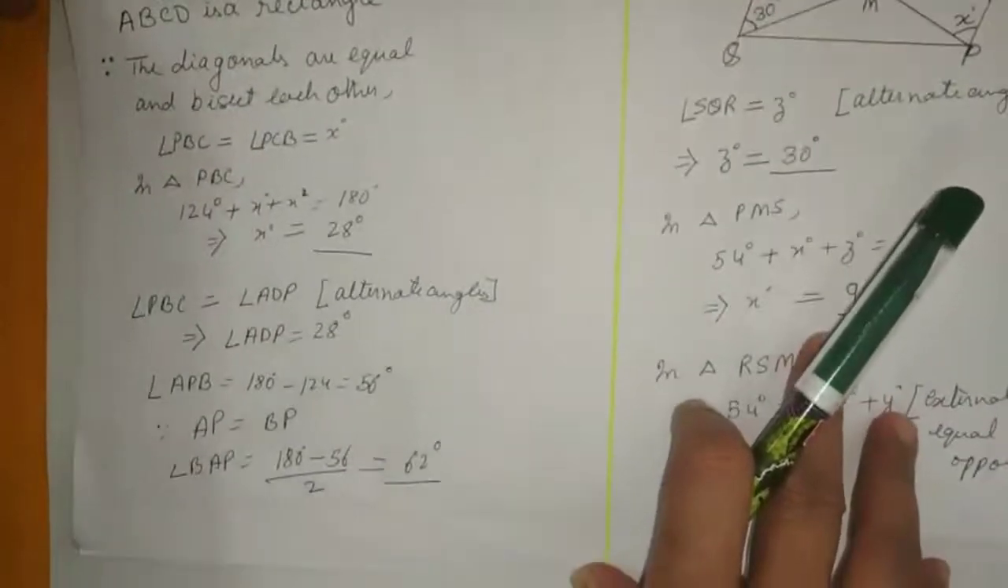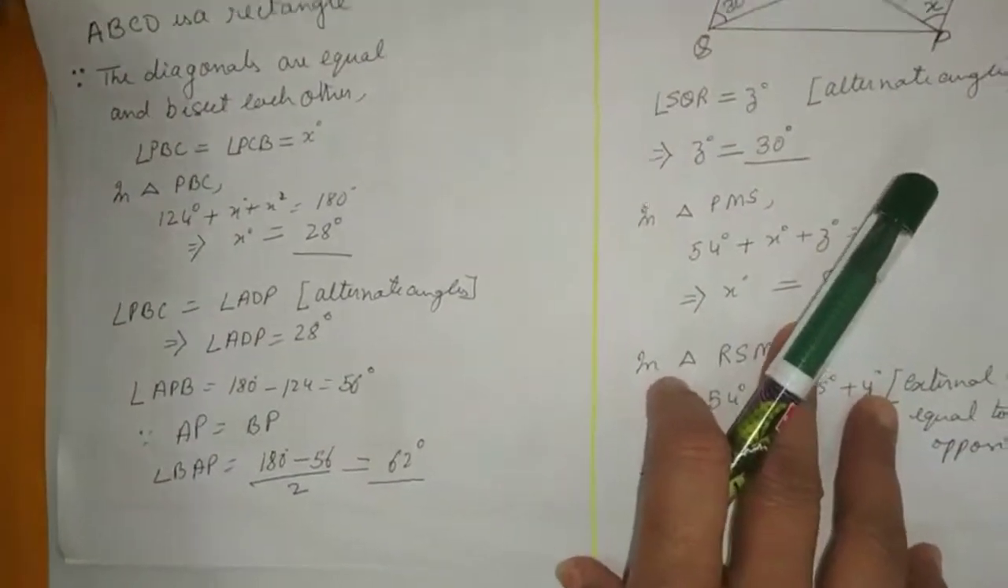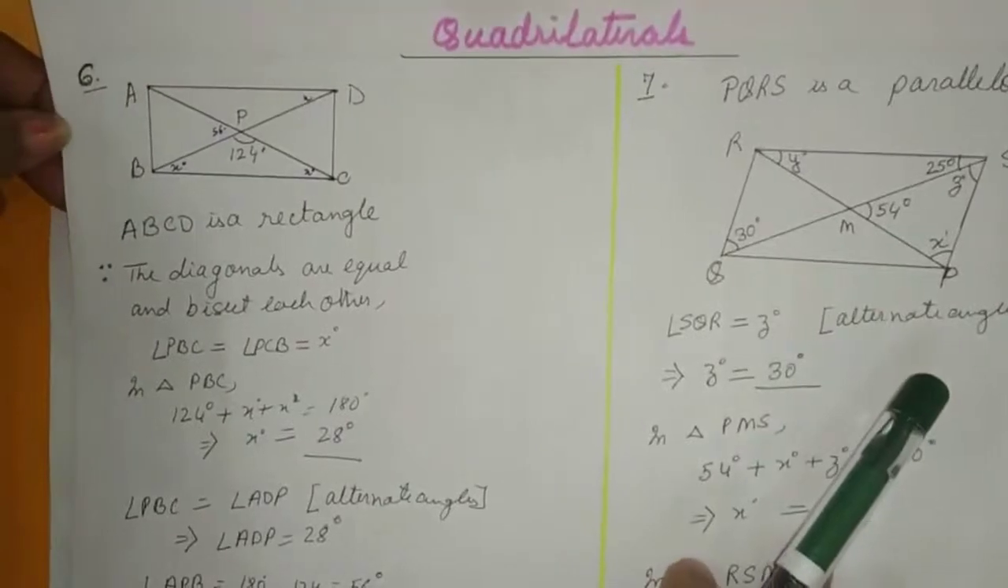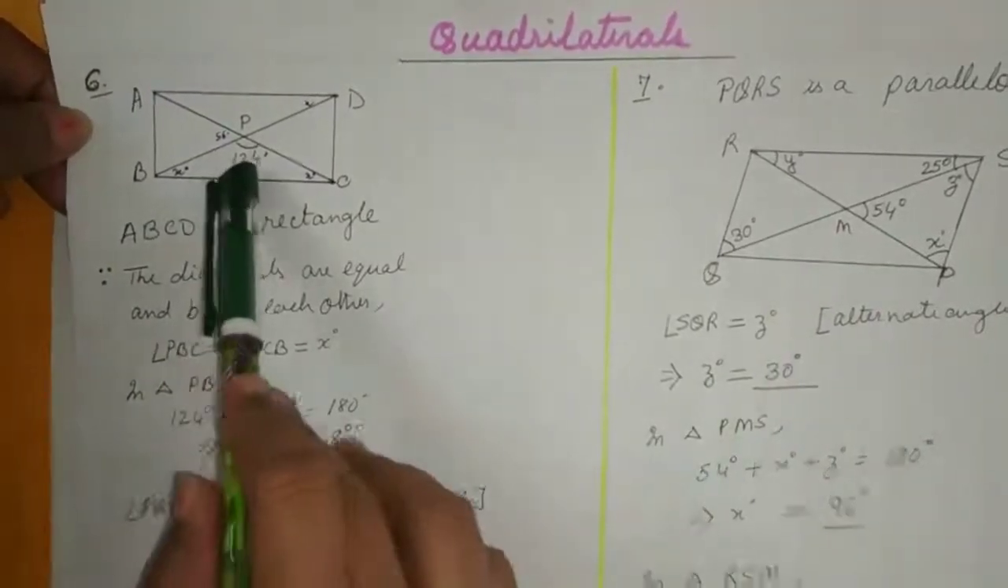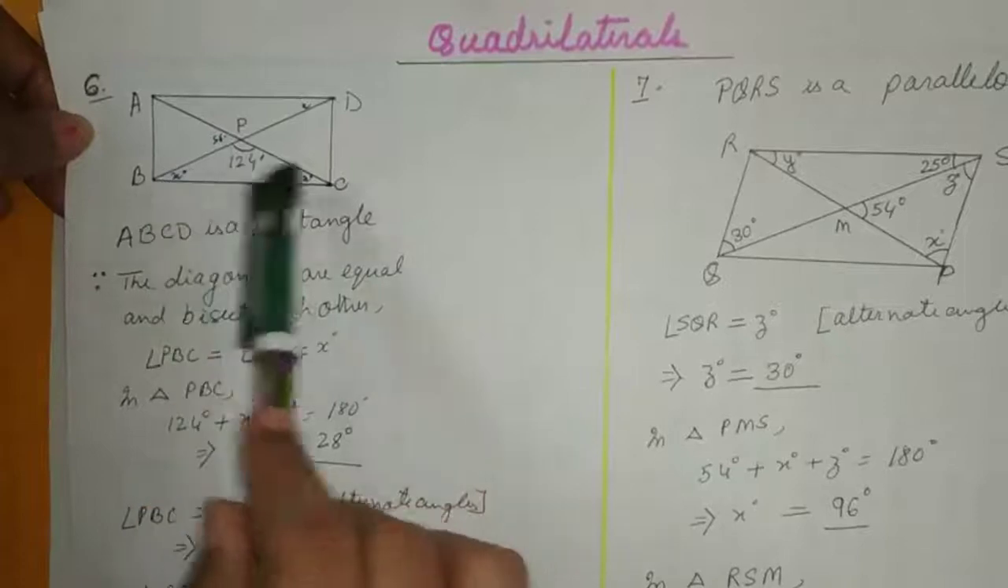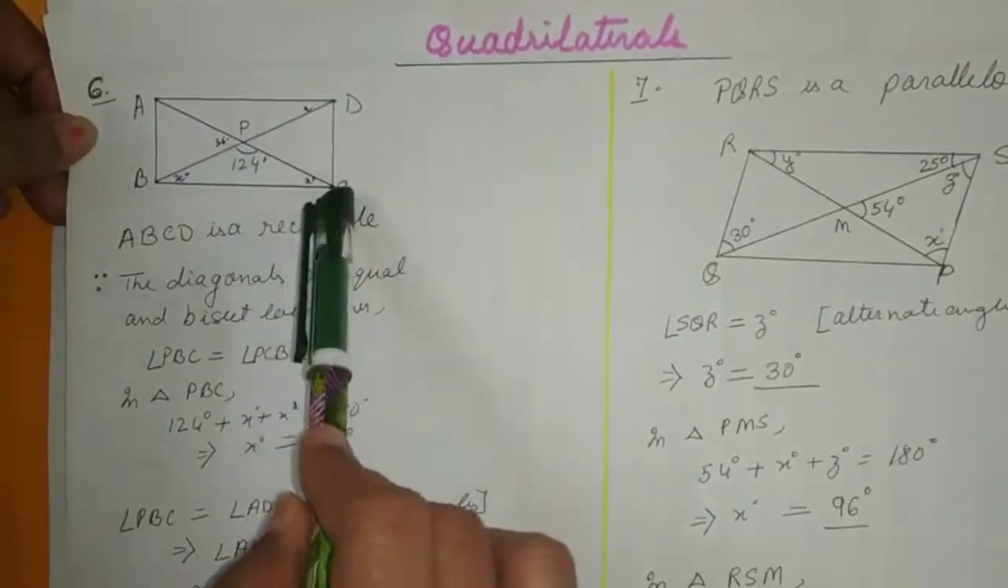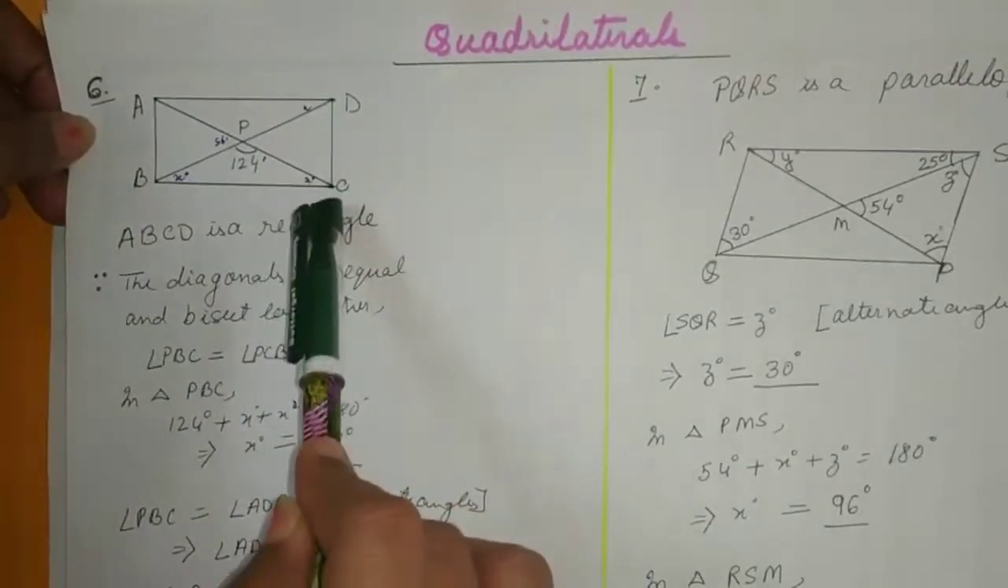So these are the working. I would say 124 degree. These two are same. Why? Because diagonals bisect each other and diagonals are equal in a rectangle.